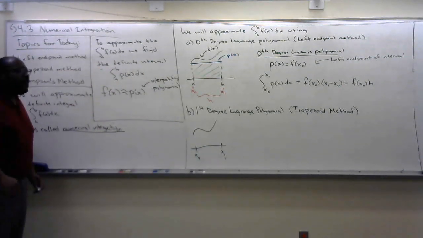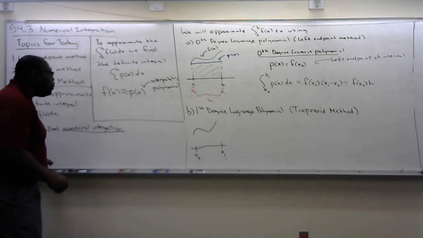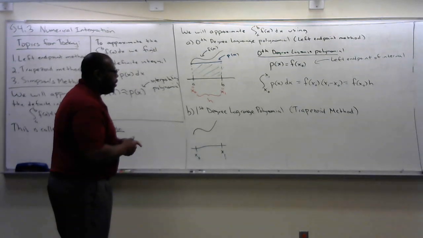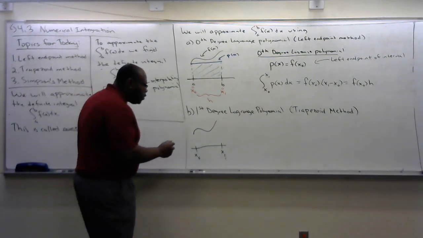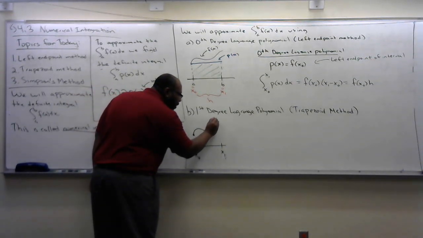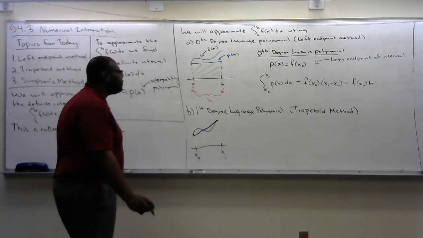And to be able to find the first degree Lagrange polynomial, I need 2 points, right? I need 2 points to be able to come up with a first degree Lagrange polynomial. And the 2 points I'm going to use are going to be these 2 points right here, f of x naught and f of x1. And they connect together as a line.